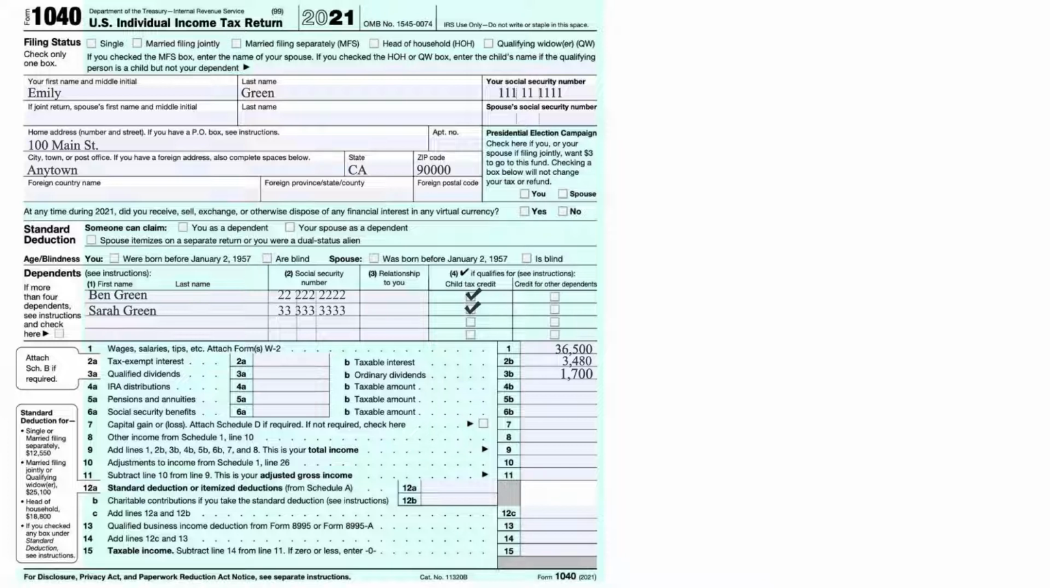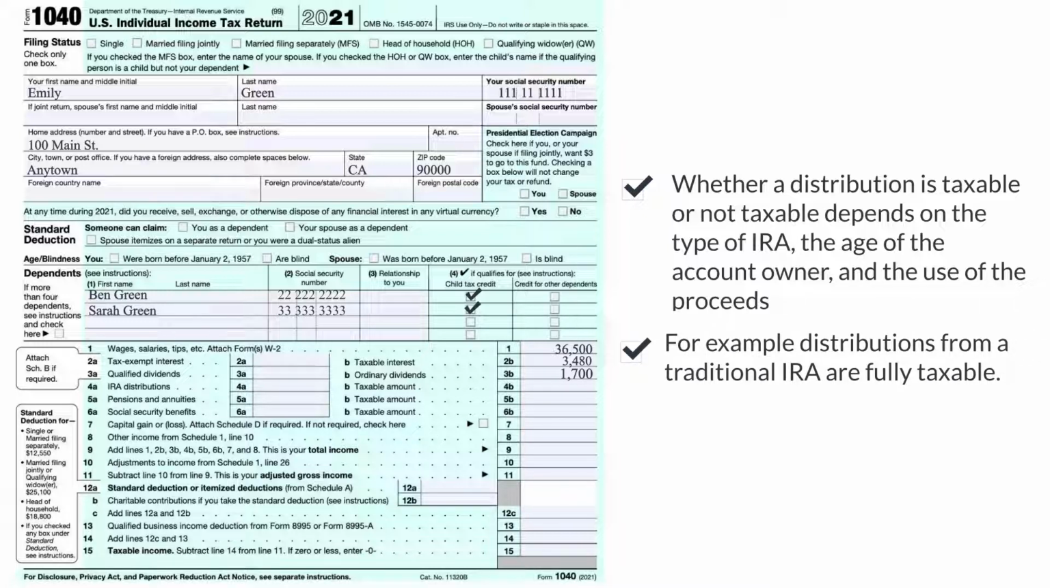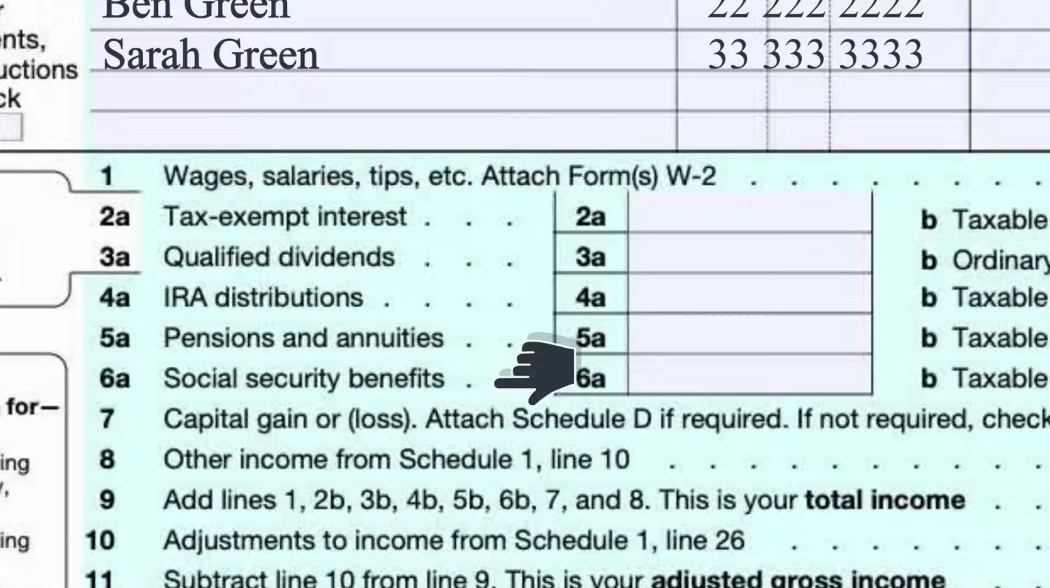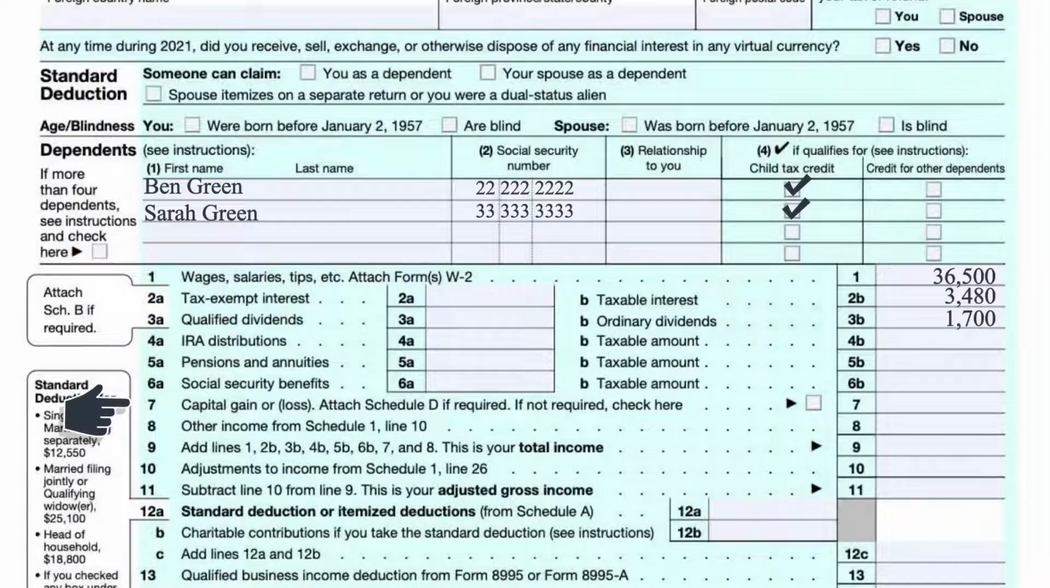So now we're moving on to the next line, where taxable IRA distributions are entered. Whether a distribution is taxable or not taxable depends on the IRA, the age of the account owner, and the use of the proceeds. For example, distributions from a traditional IRA are fully taxable. Emily does not have any distributions from an IRA, so we will go on to line 6. On line 6, Social Security benefits are entered. Social Security benefits include monthly retirement, survivor, and disability benefits. Emily again does not have any Social Security benefits, so we'll go on to line 7, which is for capital gains and losses.